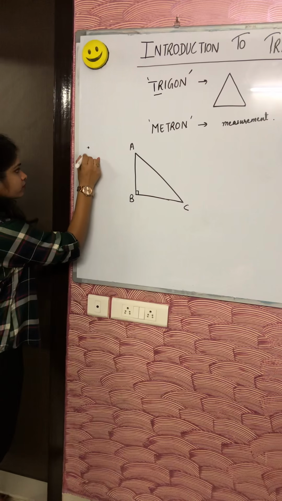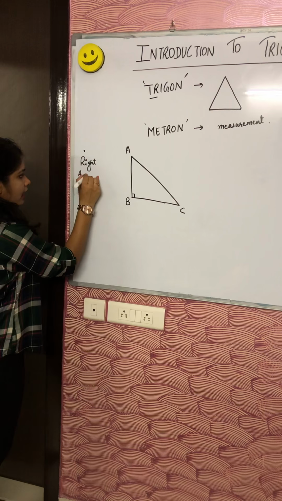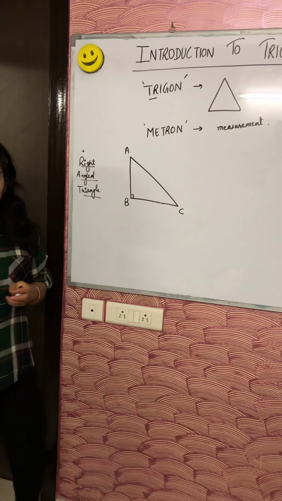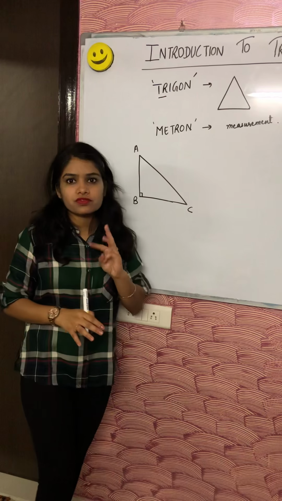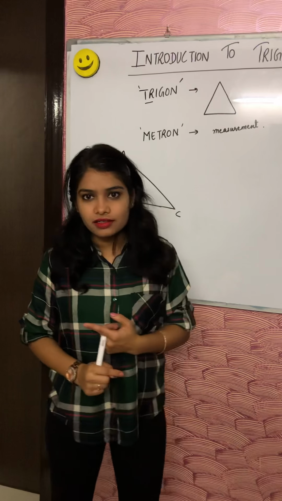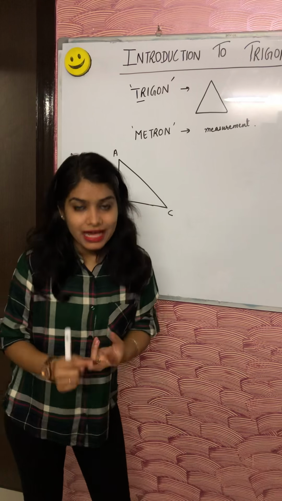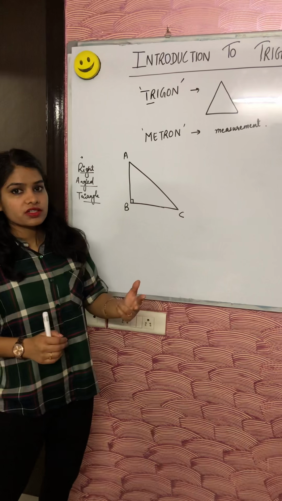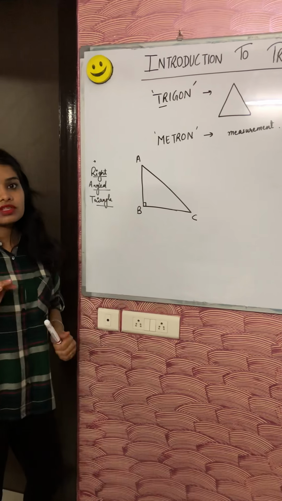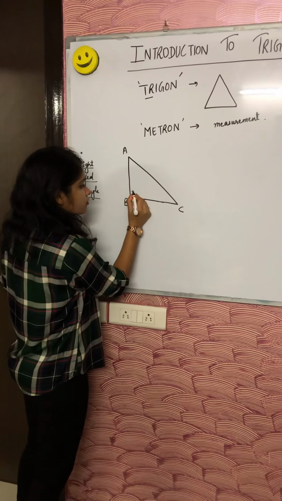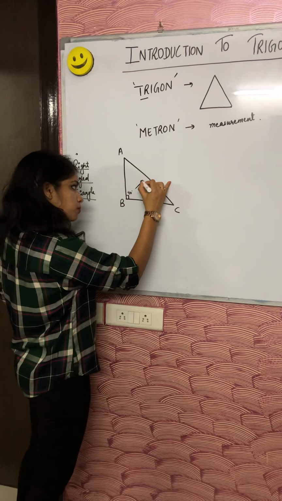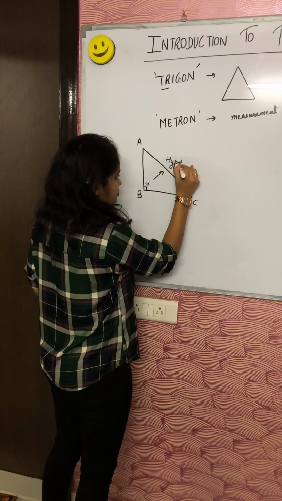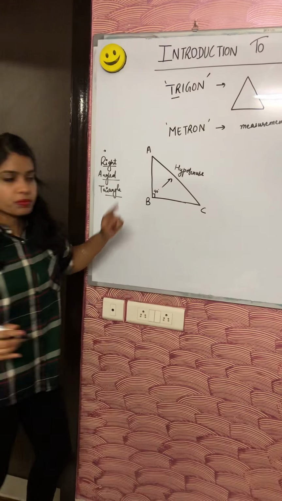This is our right angled triangle. Students, we already know that in a right angle triangle we have three sides, and the names of the sides are perpendicular, base and hypotenuse. But we have to understand what is perpendicular, what is base and what is hypotenuse. One thing is important: the side opposite to the 90 degree angle, which is the longest side of the triangle, is the hypotenuse.